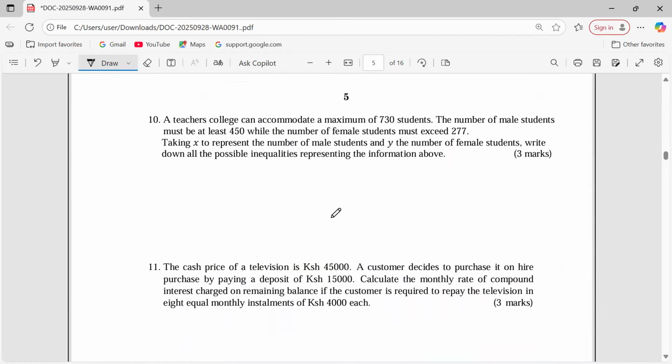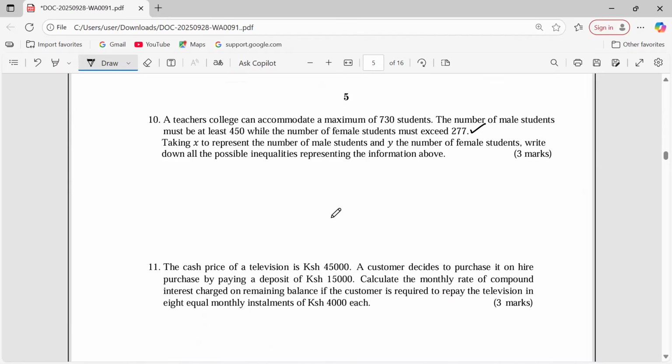Look at number 10. A teacher's college can accommodate a maximum of 730 students. The number of male students must be at least 450, while the number of female students must exceed 277. Taking x to represent the number of male students and y to represent the number of female students, write down all the possible inequalities representing the information above.